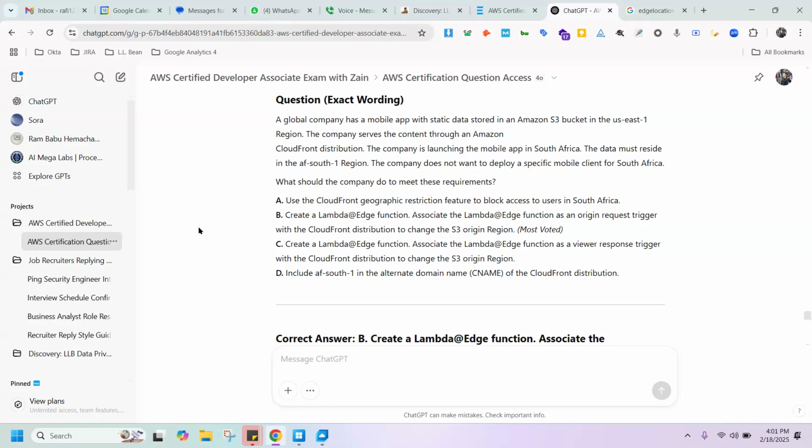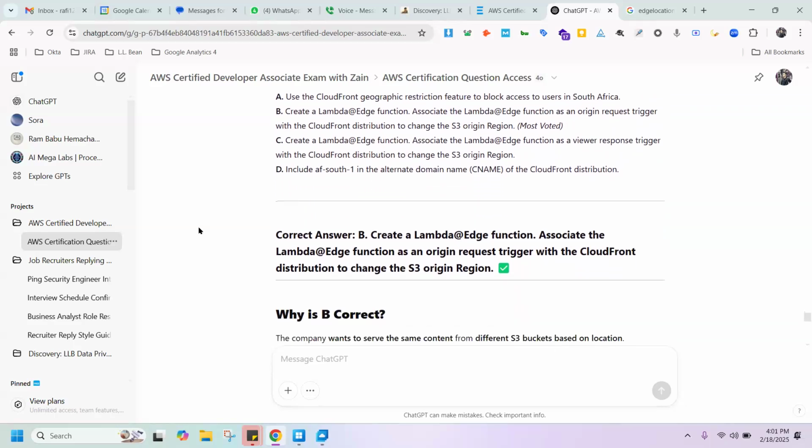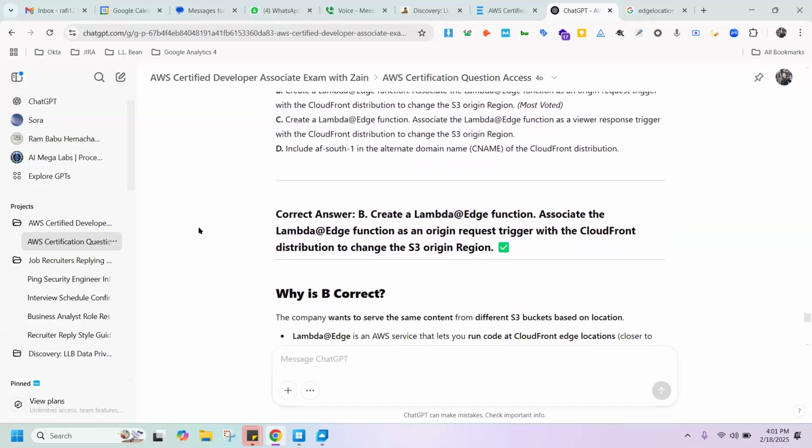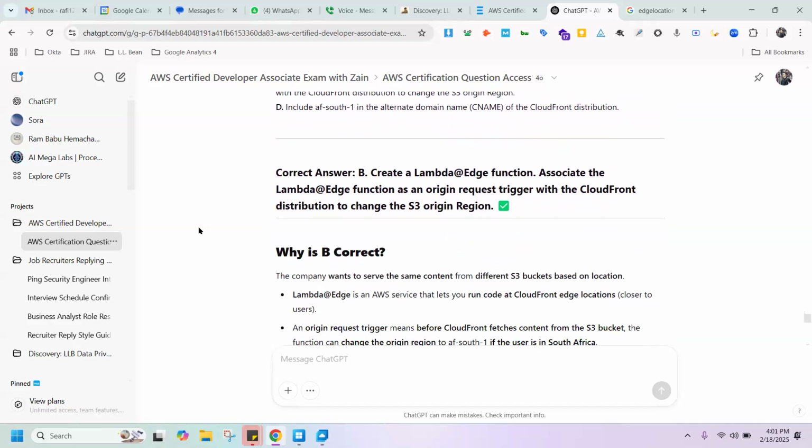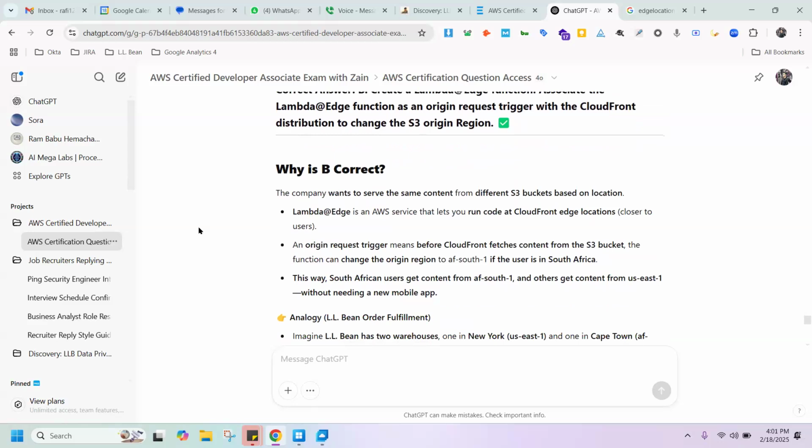What should the company do to meet these requirements? Create a Lambda Edge function associated as an origin request trigger with the CloudFront distribution to change the S3 origin region. The company wants to serve the same content from different S3 buckets based on location. Lambda Edge is an AWS service that lets you run code at CloudFront Edge locations.